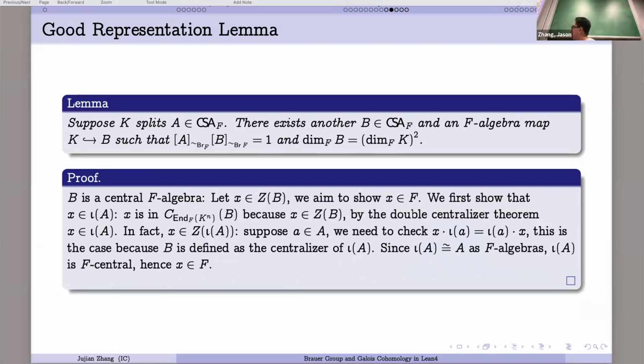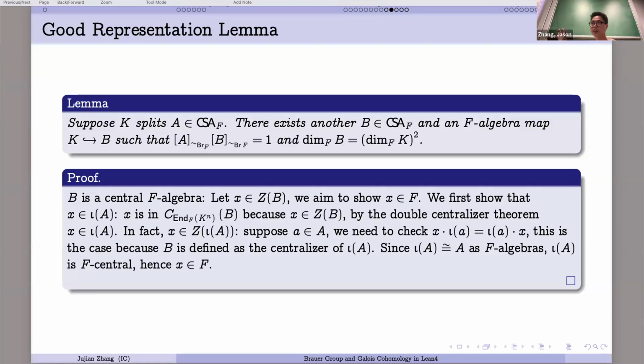And we can see that B is a central F-algebra. Why? Because if X is in the center of B, we want to show that X is in F. We first show that X is in the image of A. This is because X is in the centralizer, we show that X is in the centralizer first, and we apply the double centralizer theorem. And X is in the centralizer because X is actually in the center of B.